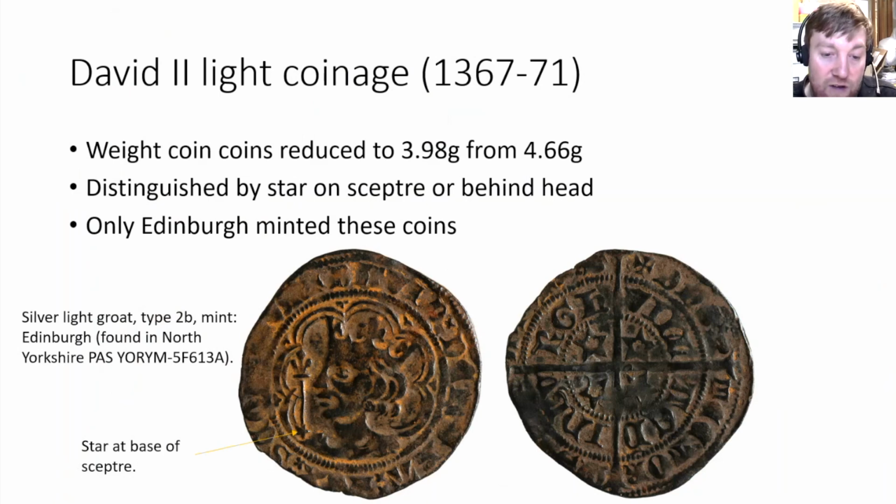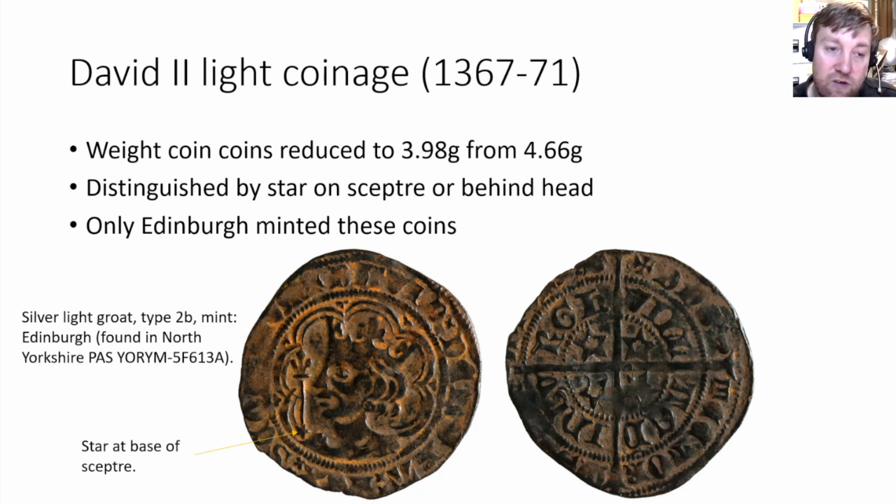So the last coinage of David II, his light coinage, was initiated in 1367. Due to the economic pressures in Scotland at the time, and of course with David II's ransom payments to England as one of the terms of his release in 1357, the Scottish government was forced to reduce the weight of the coinage. So the groat, for example, was reduced from 4.66 grams to 3.98. And this 1367 marks a watershed in Scottish numismatics, in that it is the first breakaway from this conformity with the coinage of England. And in a later session, I will talk about that in more detail.